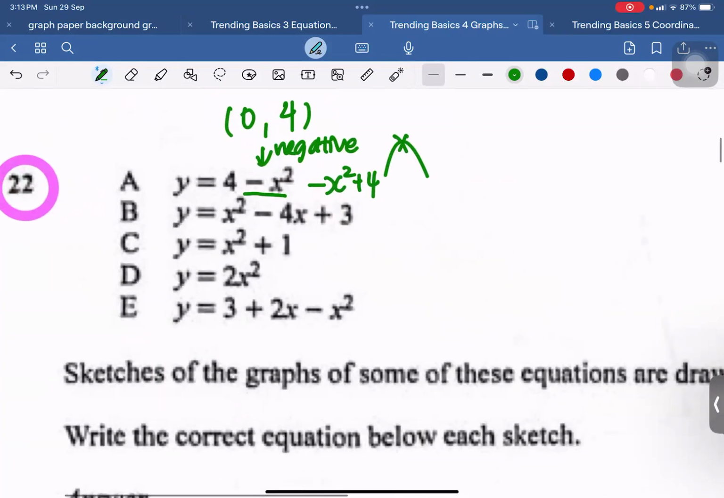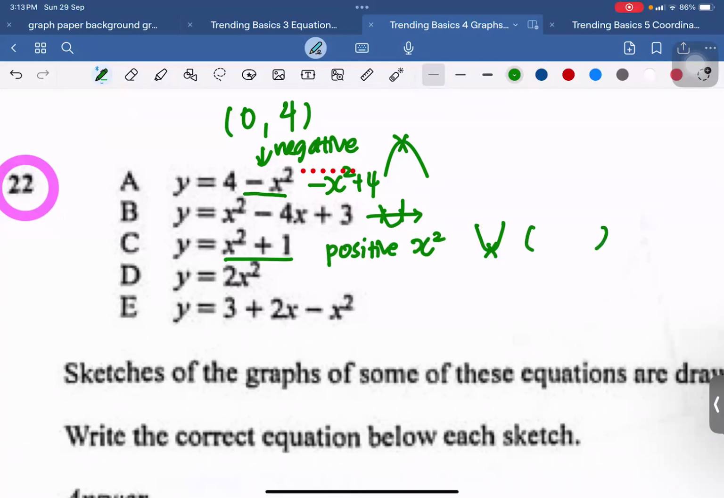Equation B looks like it can be factorized into something, a happy face, right? It can be factorized into something, so most likely I will have 2 x-intercepts. The other one, x squared plus 1, is a positive x squared, so it's a smiley face. For a smiley face, the minimum point from x squared plus 1 is 0, 1.